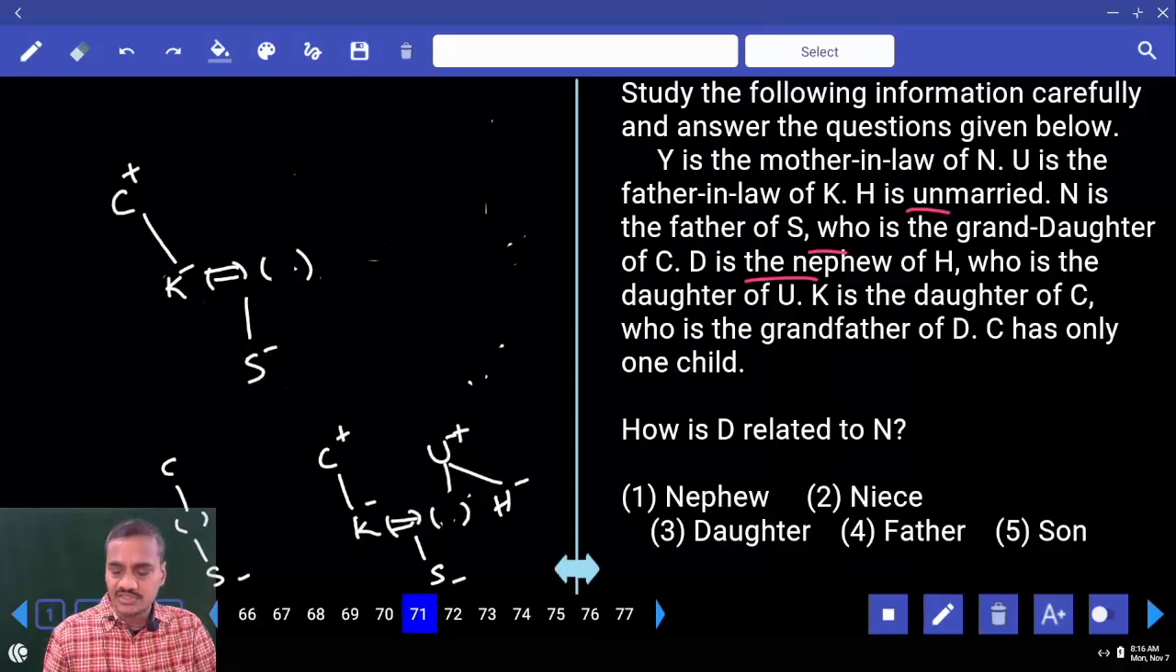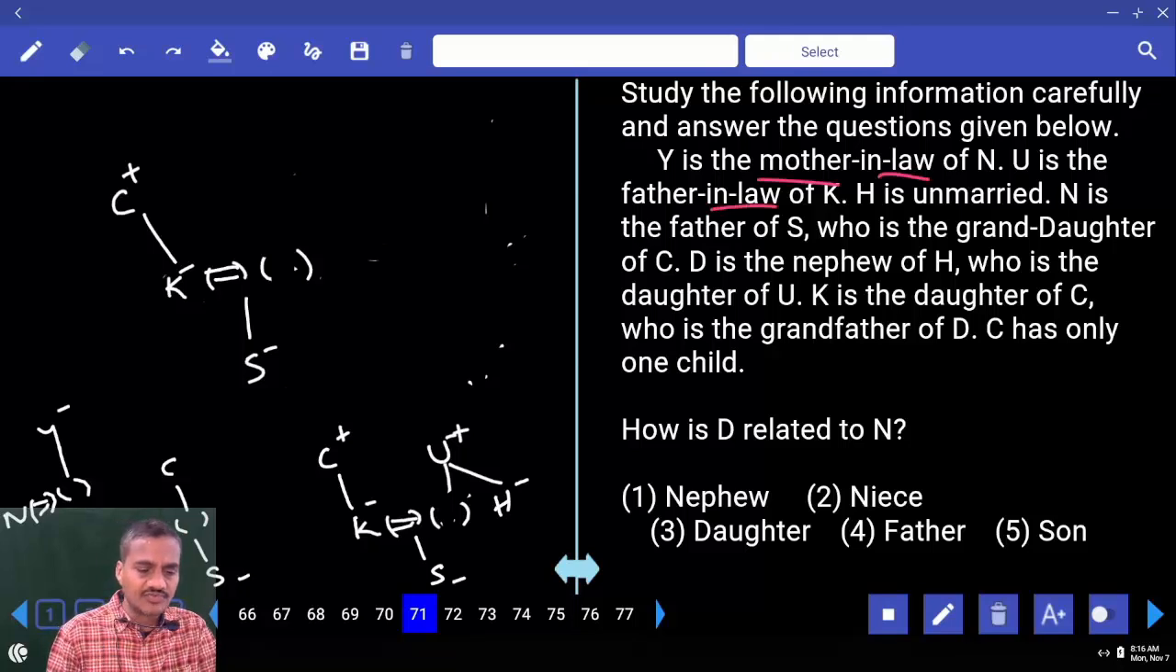Now if K is here, then Y is the mother-in-law of N. Now this Y is the mother-in-law of N. Next one, where is this Y? Y is the mother-in-law of N. Now N's spouse's mother is Y. And U is the father-in-law of K. Now this U is the father-in-law of K. Now K is here. U is the father-in-law of K.